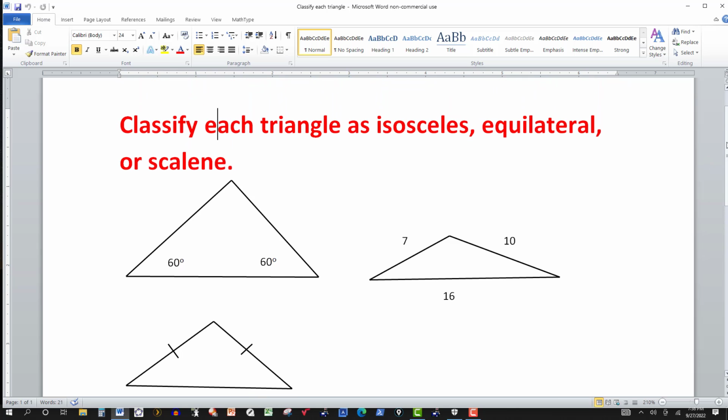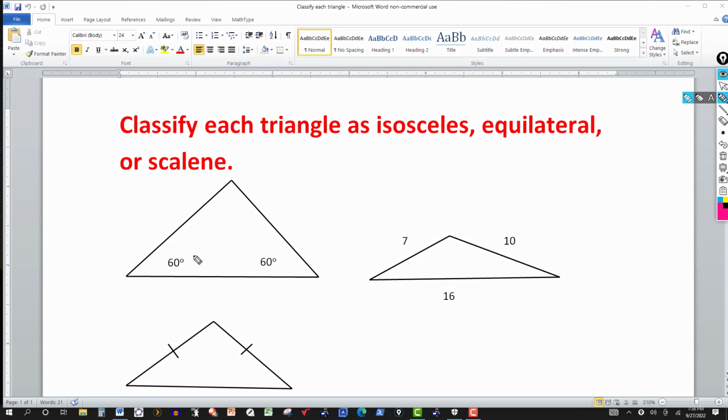If a triangle has at least two sides that are equal or congruent, then it can be called an isosceles triangle. If all three sides have the same measure, we can call it an equilateral triangle. If none of the three sides have the same measure, then it's scalene.